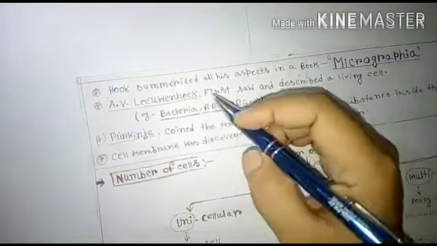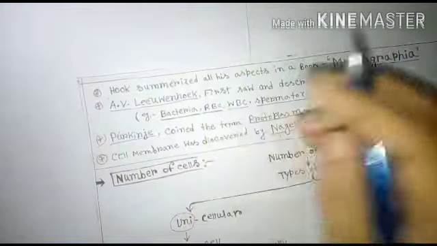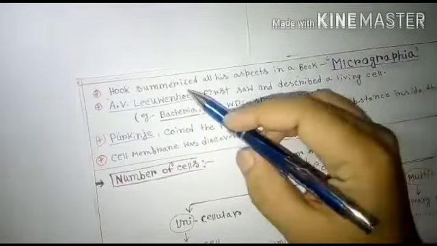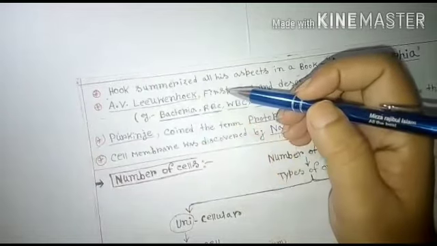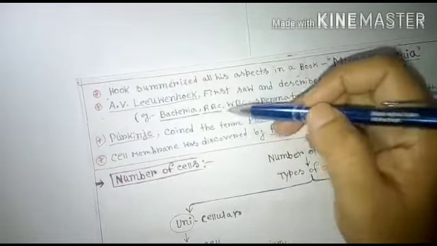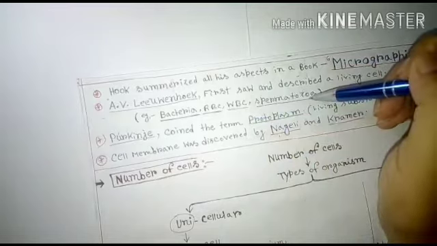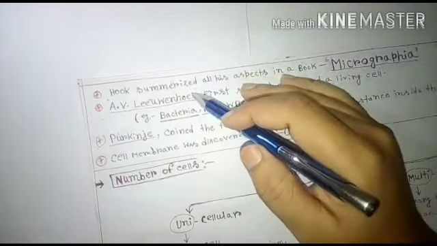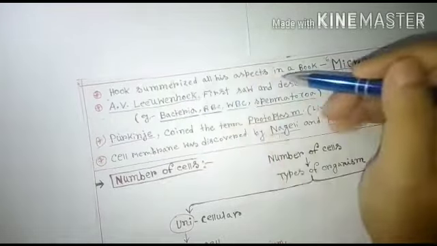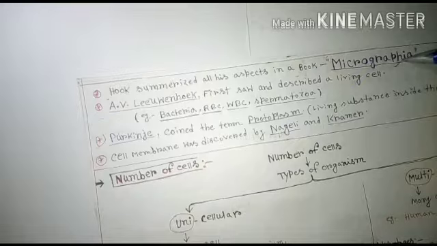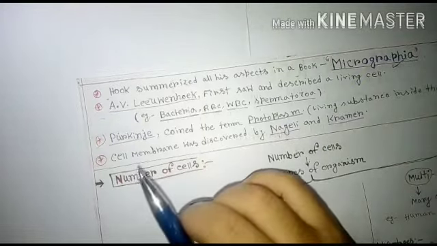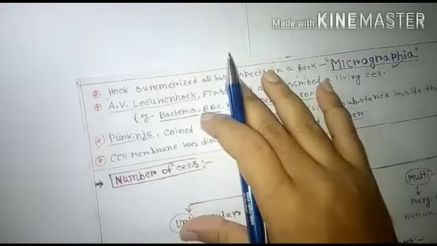but the first living cell was described by Anthony van Leeuwenhoek, and he also discovered bacteria, RBC, WBC, spermatozoa, etc. Robert Hooke summarized all his observations in a book which is known as Micrographia.